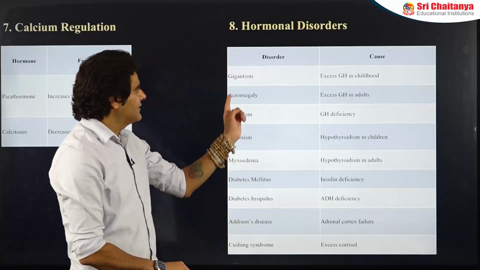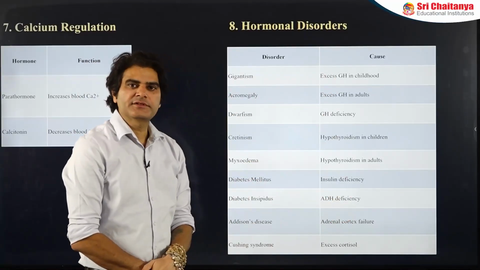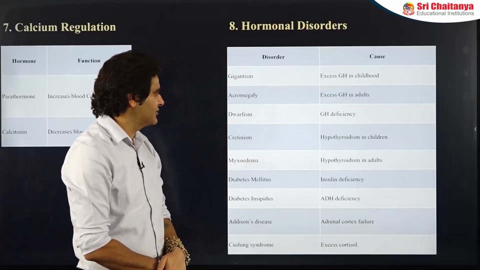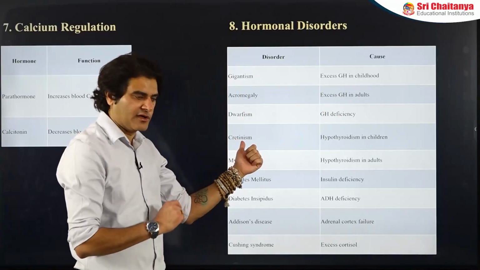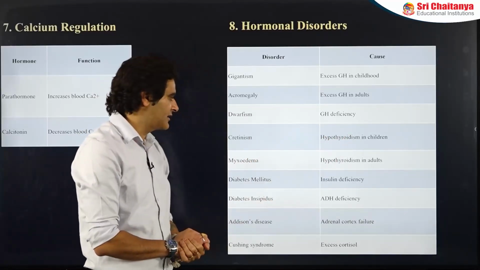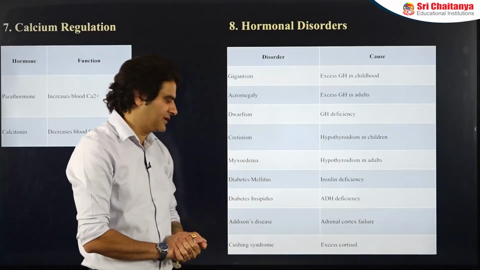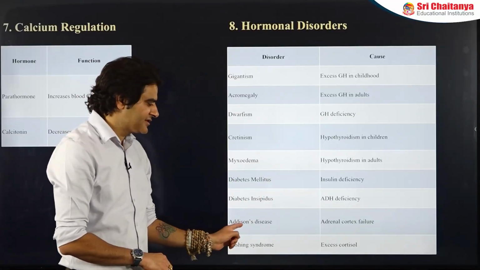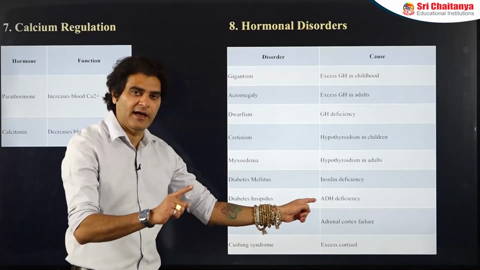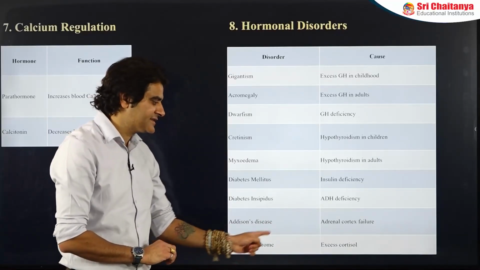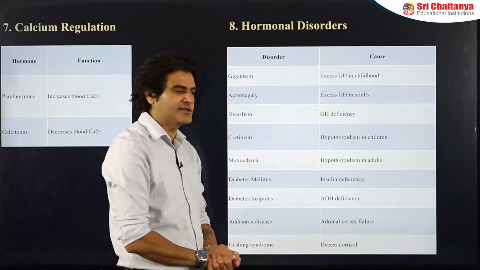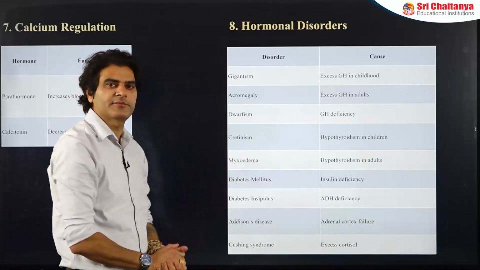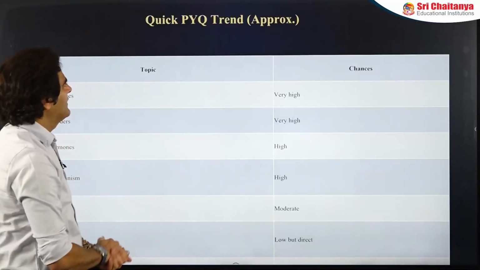Any disorder, the respective hormone that is causing it. For example, acromegaly, excess of growth hormone in adults; gigantism, excess of growth hormone right from childhood; cretinism also includes dwarfism, but that is hypothyroidism right from childhood; myxedema, hyposecretion of thyroxine in adults; diabetes mellitus, insulin deficiency; diabetes insipidus, ADH deficiency; Addison's disease, adrenal cortex failure, lack of hormones of adrenal cortex; Cushing's disease, excess of cortisol from the adrenal gland. So very important table. Any disorder that we will get from NEET exam will be most likely from this table only.